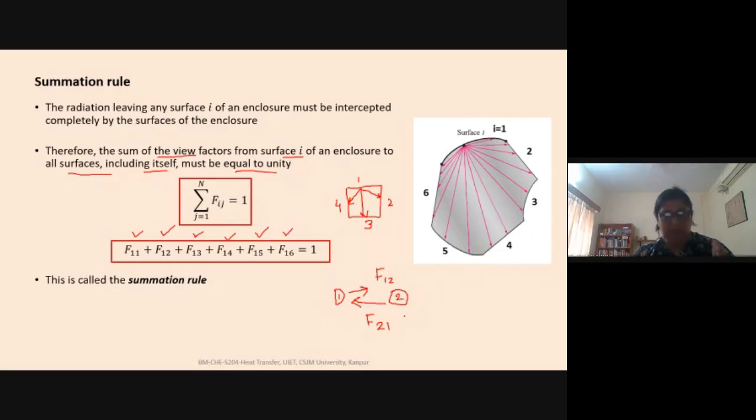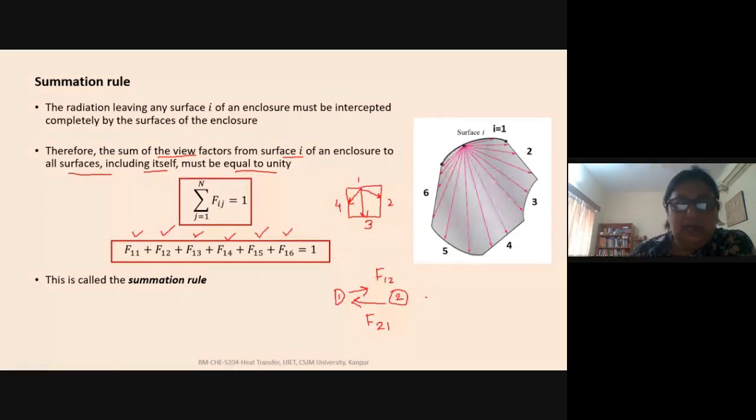The body the radiation is going out from is written first, and the surface or body it is reaching is written second. So F21 means you immediately know that this radiation is going out from body 2 and it is reaching body 1. Whereas if you have it the other way around, you immediately know that it is going out from body 1 and it is reaching body 2. Is that clear now? Okay.